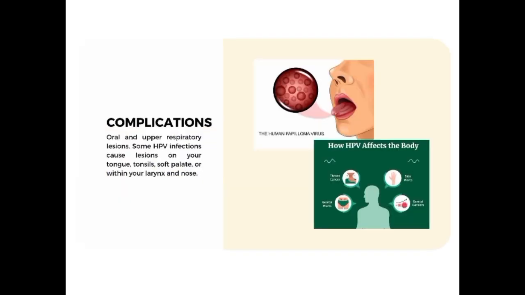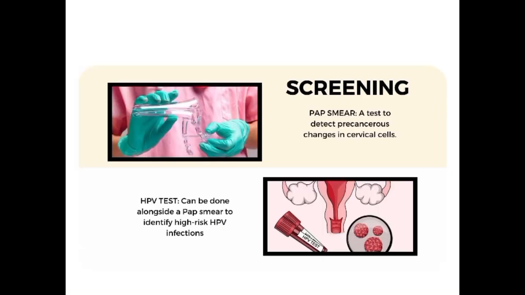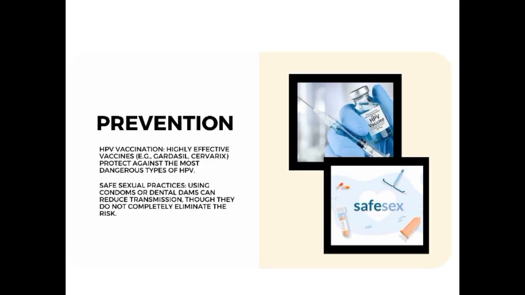The complications of HPV can cause oral and upper respiratory lesions. Some HPV infections can cause lesions on the tongue, tonsils, soft palate, or within the larynx or the nose. How to tell if you have HPV? You can do the pap smear test that checks your cervix for any risk of HPVs. Along with the pap smear test, you can also do a blood test for HPV.